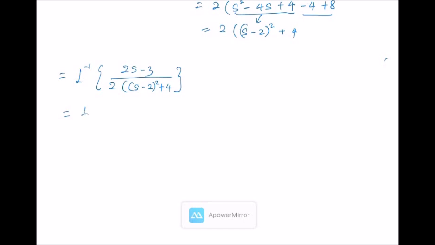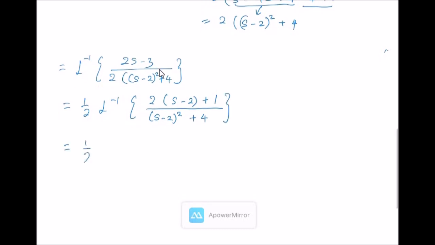So this will be equivalent to 1 over 2 inverse Laplace transform. So I take out the 1 over 2 here. So 1 over 2 inverse Laplace transform of 2, then s I multiply with s minus 2. When you multiply 2 with s minus 2, you get 2s minus 4. But in the question it is minus 3. So what you need to do? You need to plus 1 to get back the same value as given in the question. So the denominator is still the same, s minus 2 squared plus 4.